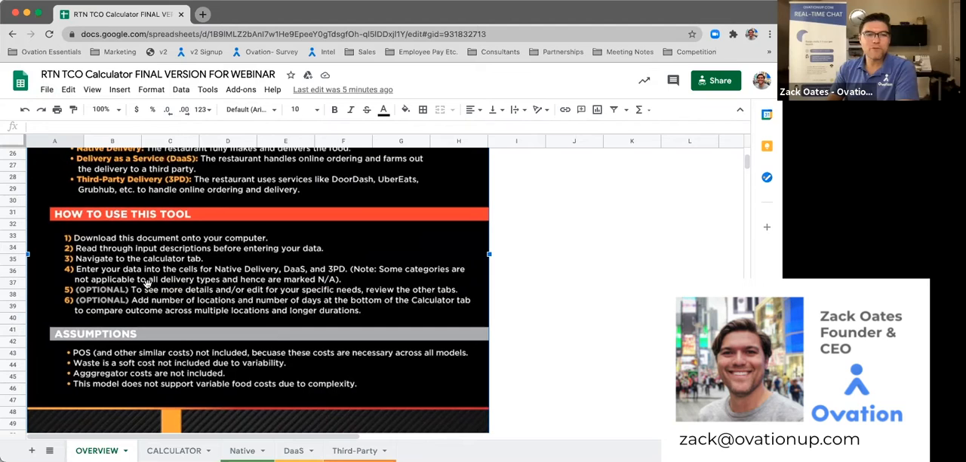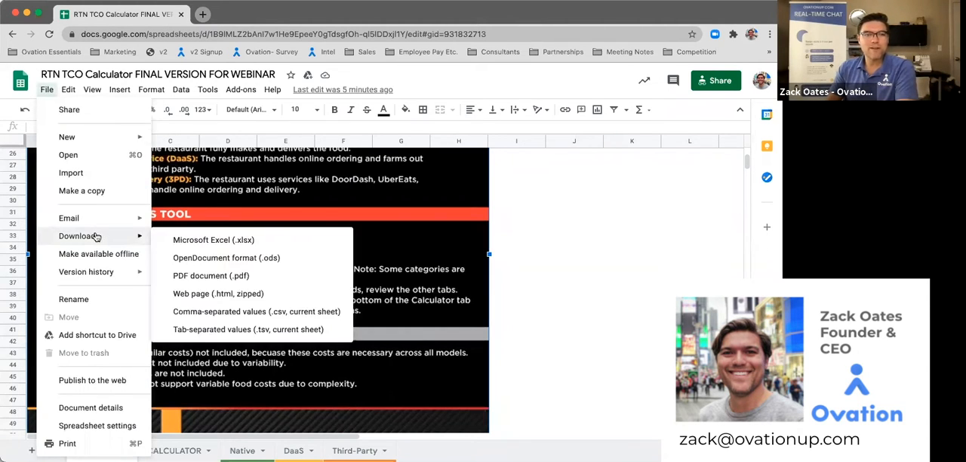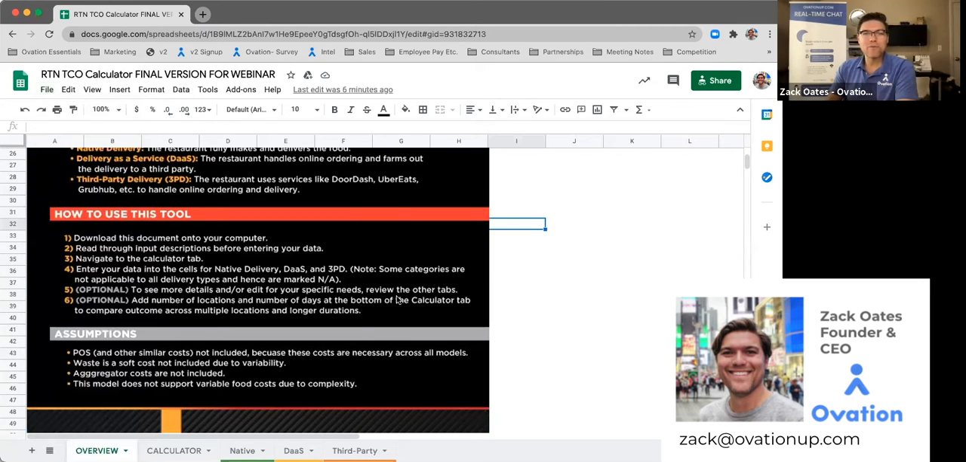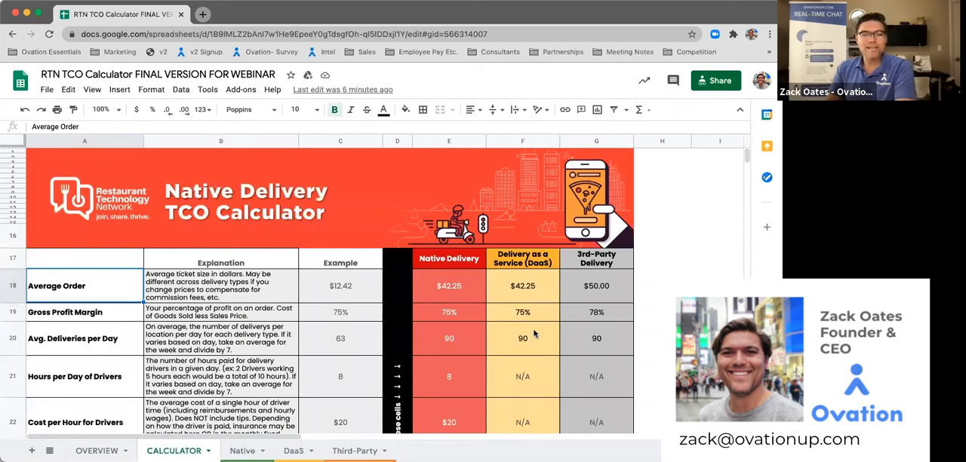Make sure to go through the instructions here, the assumptions. But the first thing you're going to want to do is go down here to File, download it as an Excel, and then you will have this on your computer to go through. We're going to go into the calculator section of it and walk through line by line to give you an idea of any tips to think through this.